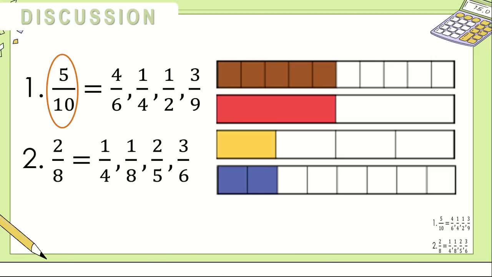Let us now answer. For number 1, 5/10 is equal to 1/2. For number 2, 2/8 is equal to 1/4.